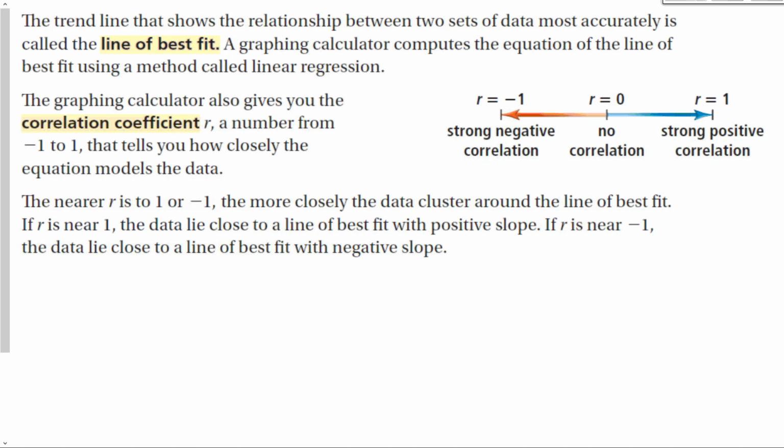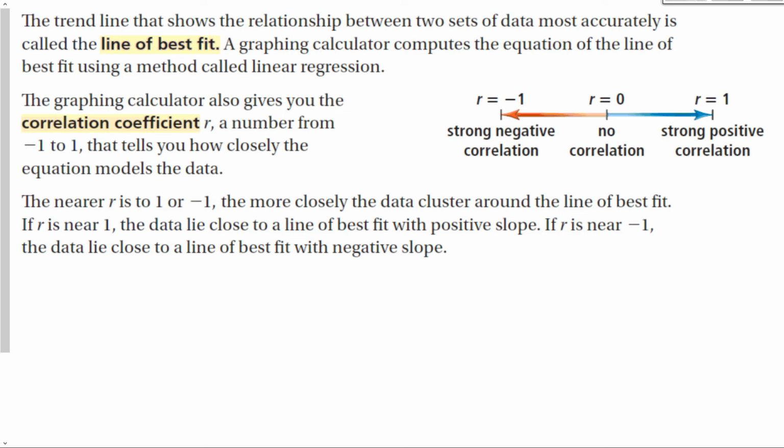Okay. Now this next section is going to talk about the line of best fit. In order to do this, we are going to need some sort of graphing calculator or something on the internet, which I'll show you. The trend line that shows the relationships between two sets of data most accurately is called the line of best fit. A graphing calculator computes the equation of the line of best fit using a method called linear regression. The graphing calculator also gives you the correlation coefficient, R, which is a number from -1 to +1 that tells you how closely the equation models the data.